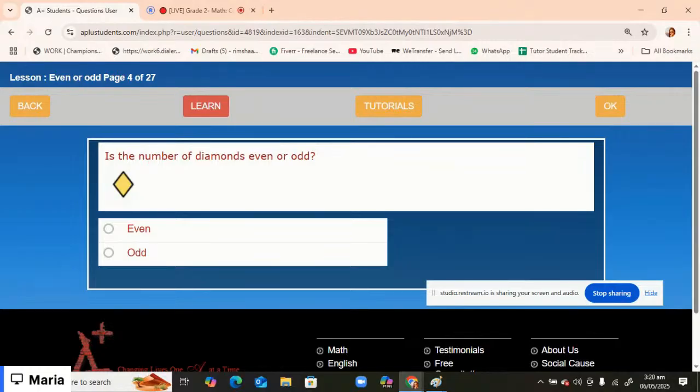So this is only one here. So this that is single. It's not in form of pair. There is no other diamond here, so we can say that it's odd.